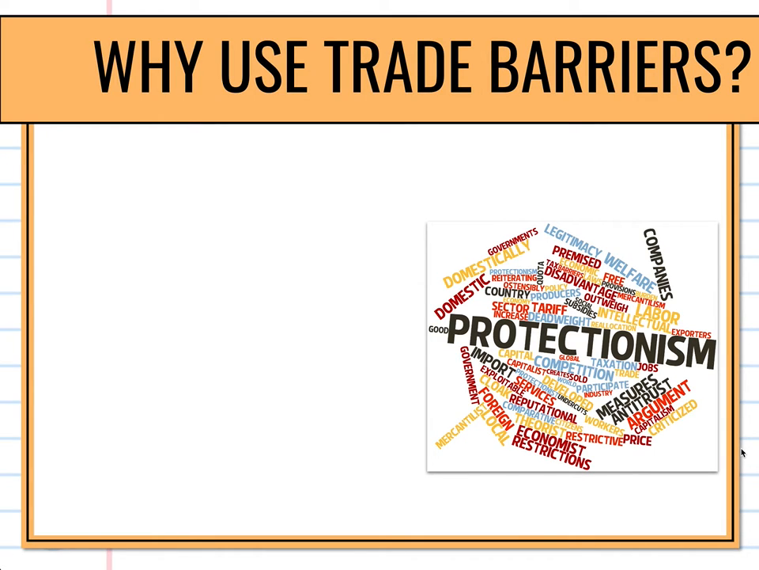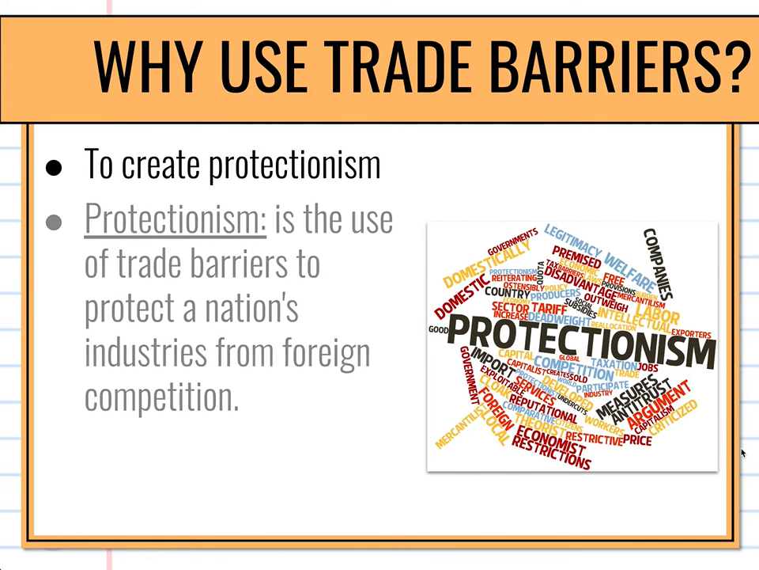So why do we use these trade barriers? The main answer is because of protectionism. Protectionism is the use of trade barriers to protect a nation's industry from foreign competition.